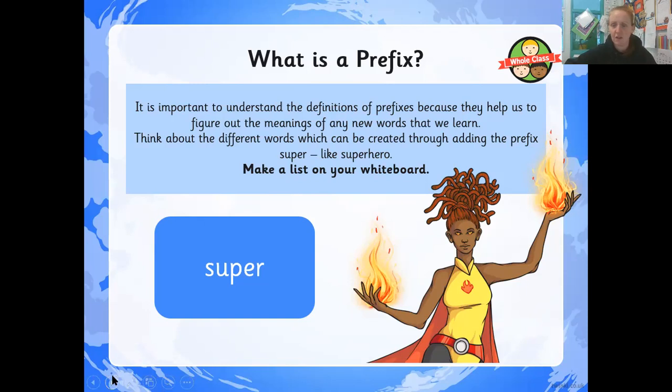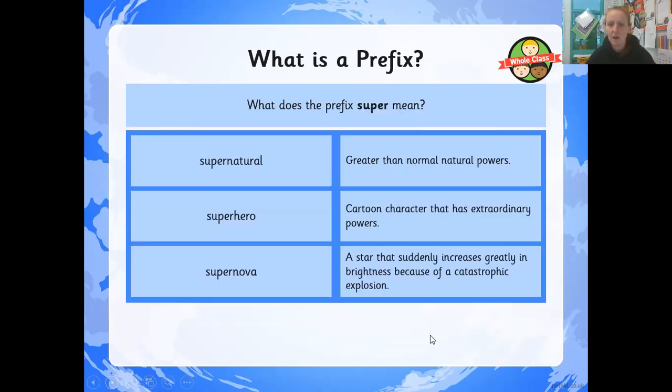I hope you managed to figure out some super words. Oh, here we go. So here's one, supernatural. Natural is the root word, super is the prefix, supernatural. That means greater than normal natural powers.